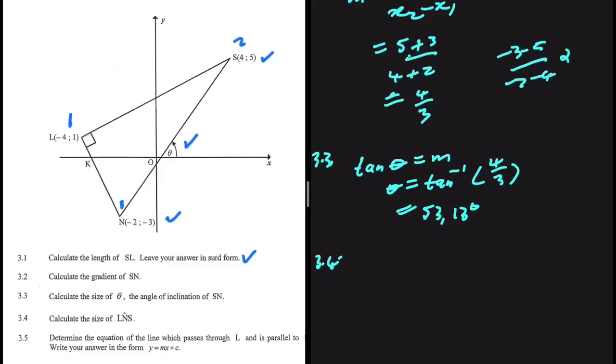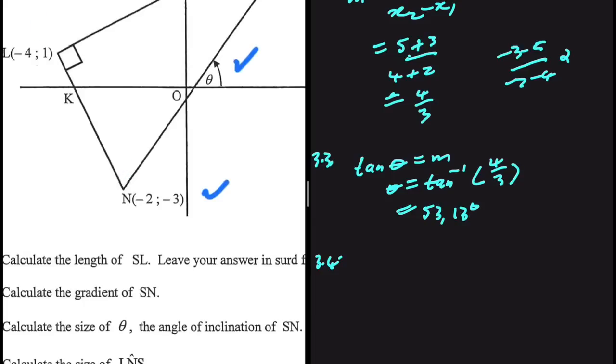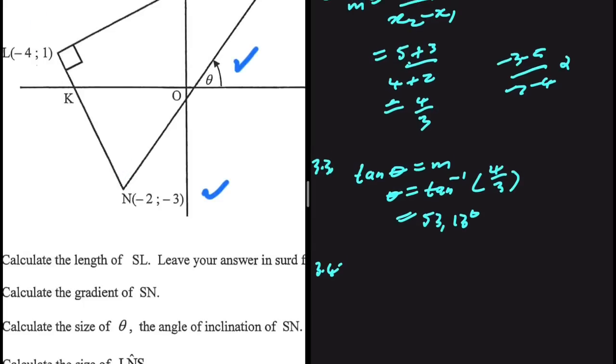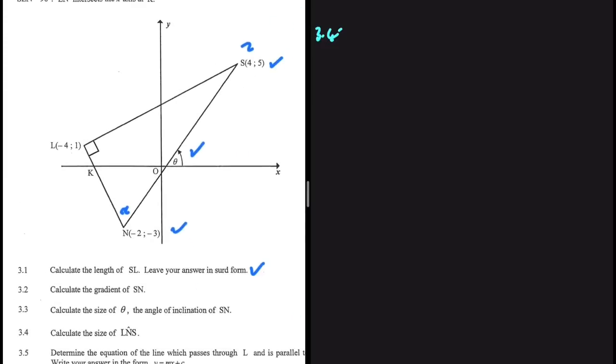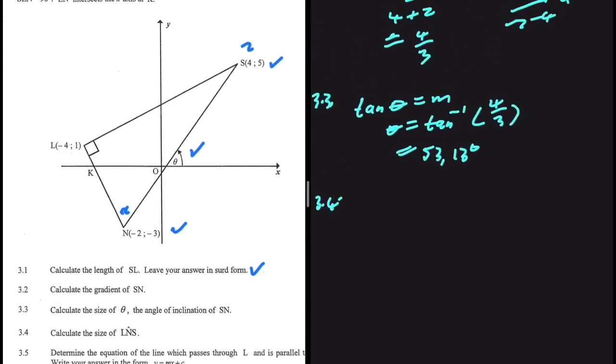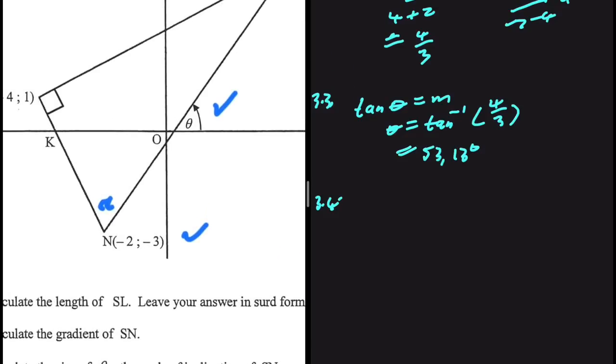Let's take a look at 3.4. We're interested in the size of angle LNS. Let's go ahead and denote that we have this angle LNS. Okay, how can we possibly find that angle? Well, in the question above, I was calculating theta. So let me see if I can use theta to get to angle alpha, which is LNS in our case, okay? So because of vertical opposite angles, this angle right here should be equal to theta, okay?